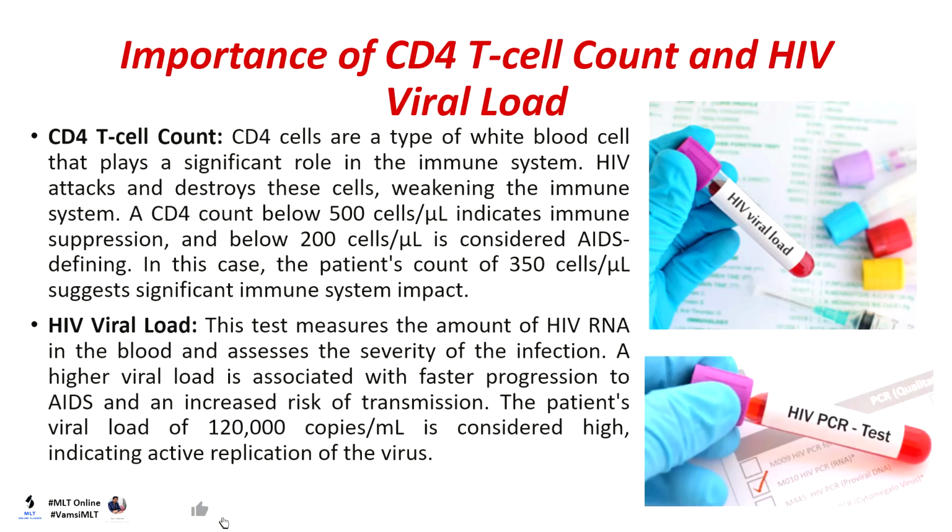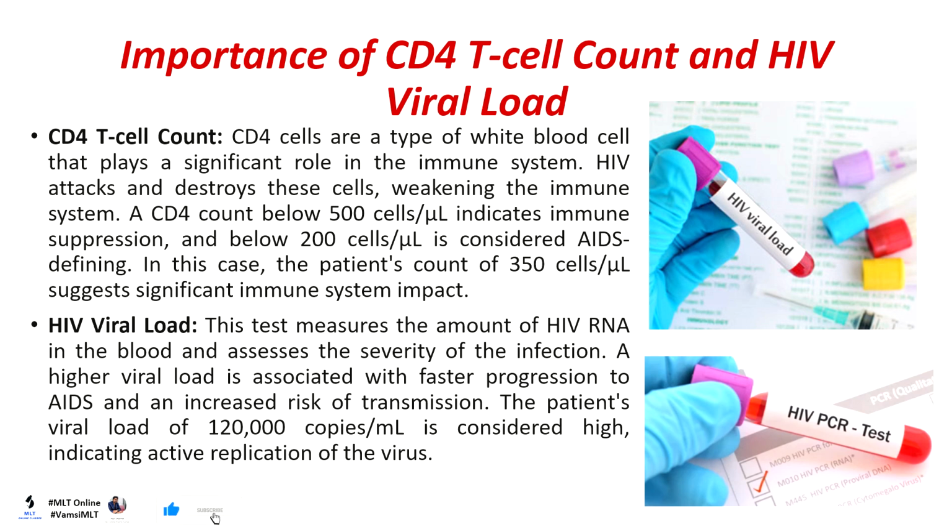Importance of CD4 T-cell count and HIV viral load. CD4 T-cell count. CD4 cells are a type of white blood cell that plays a significant role in the immune system. HIV attacks and destroys these cells, weakening the immune system. A CD4 count below 500 cells/µL indicates immune suppression, and below 200 cells/µL is considered AIDS-defining. In this case, the patient's count of 350 cells/µL suggests significant immune system impact.